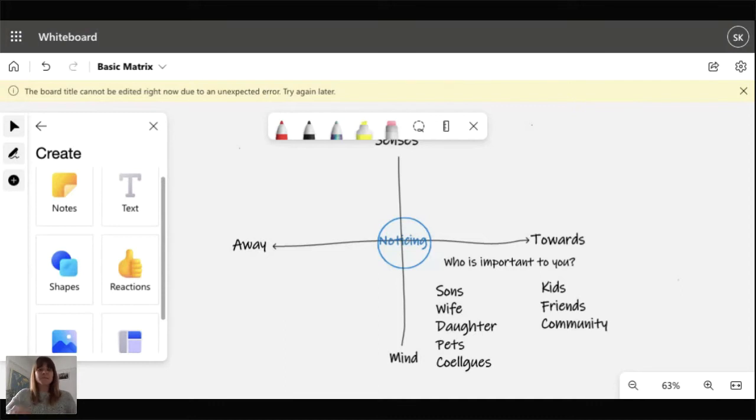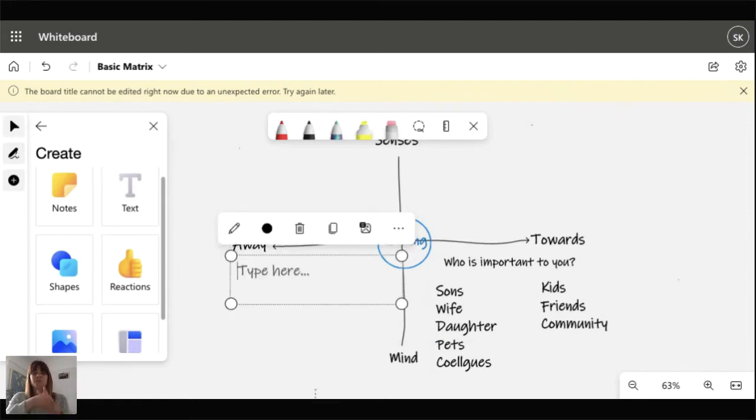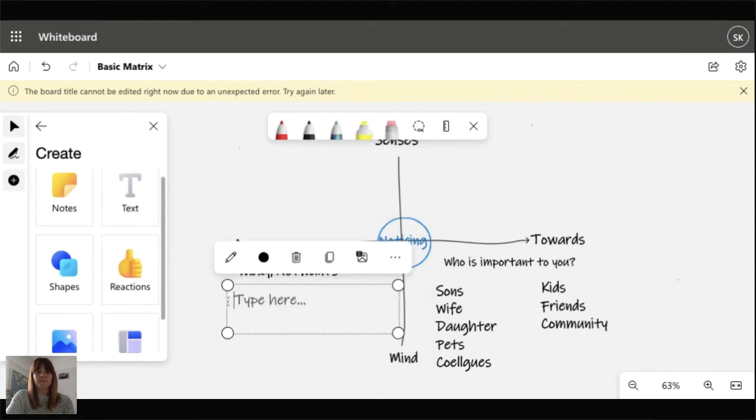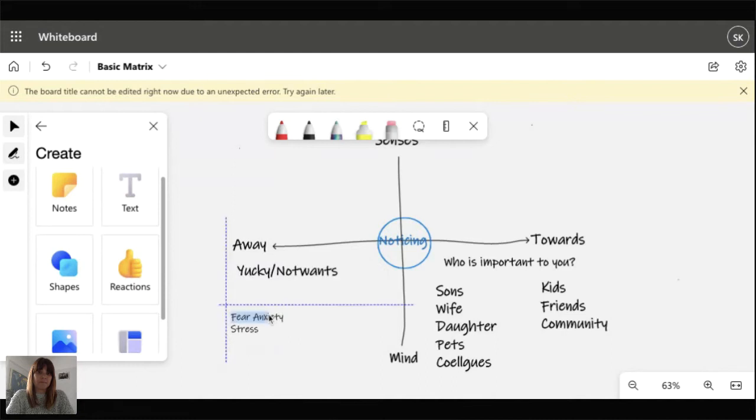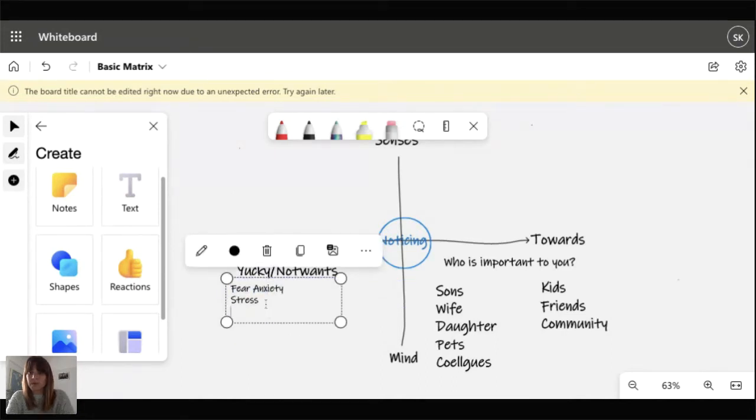Okay, so then we go over to the lower left and we introduce what we call the yucky stuff, or not wants, which are our thoughts, feelings, and physical sensations that we do not want. So, as many examples as possible would be super helpful. Always starting off with fear and anxiety and stress. Yeah, stress. Just move this up a little bit. Stress. Yes, rejection, absolutely. Nobody wants to feel rejected, or to have the thought that they've been rejected.